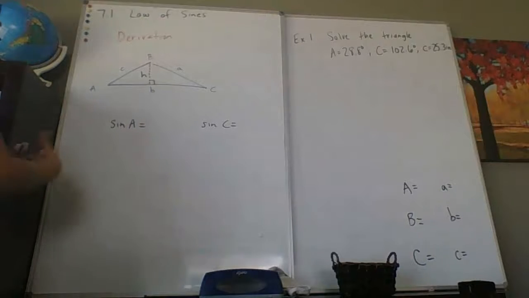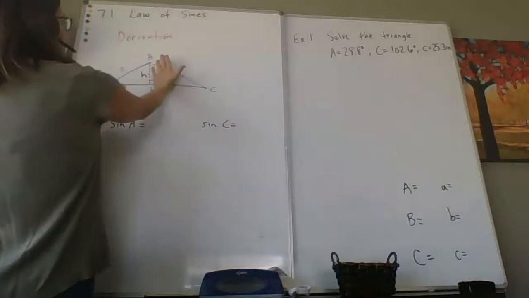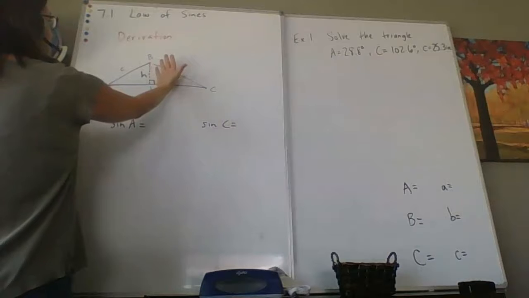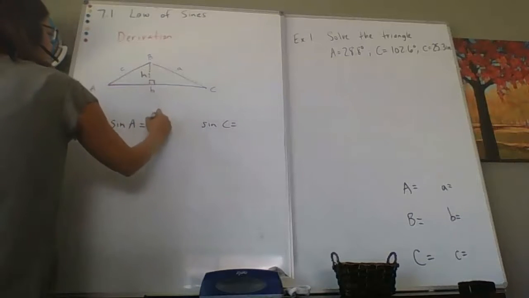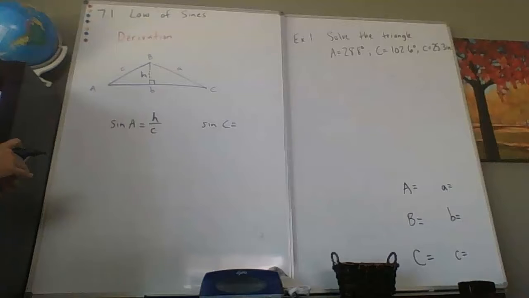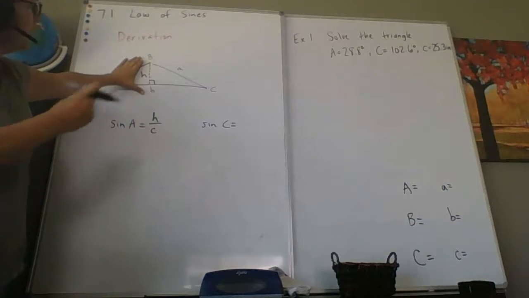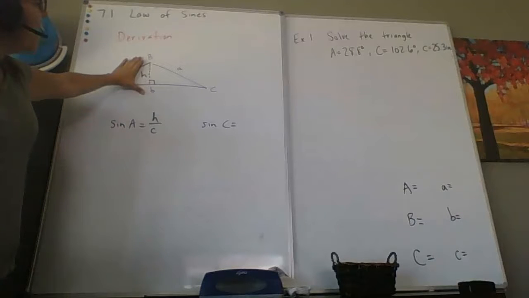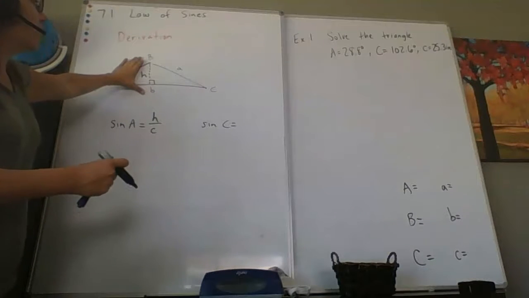So the sine of A, we have to use this right triangle. We use this left side of the triangle. So sine of A is opposite over hypotenuse, or h over c. Similarly, sine of C, now we will use the right triangle on the right-hand side, and sine of C is opposite over hypotenuse, and that's going to be h over a.